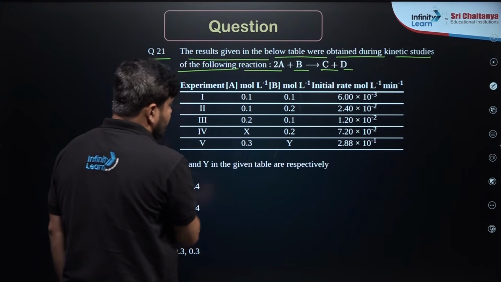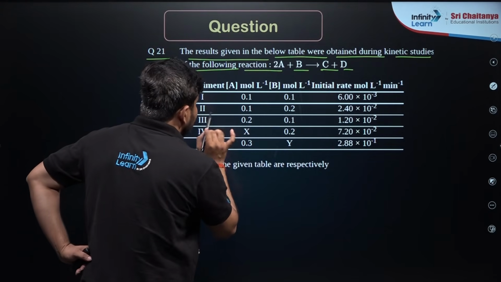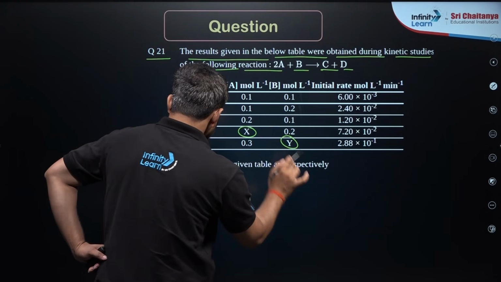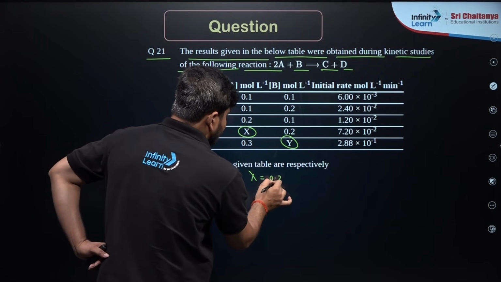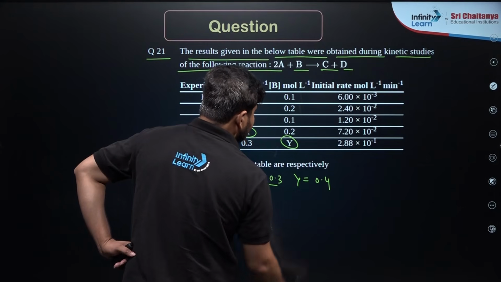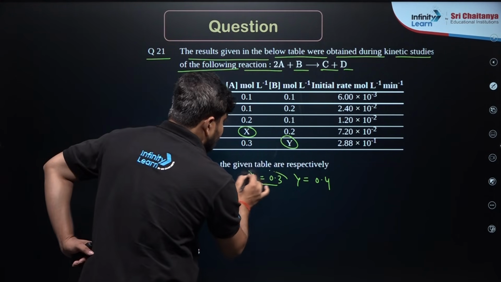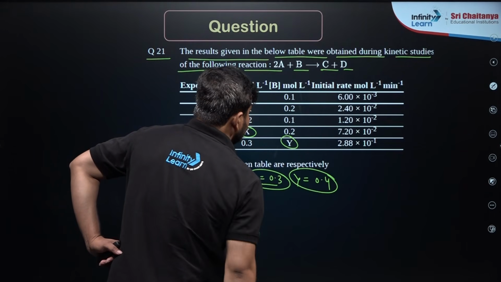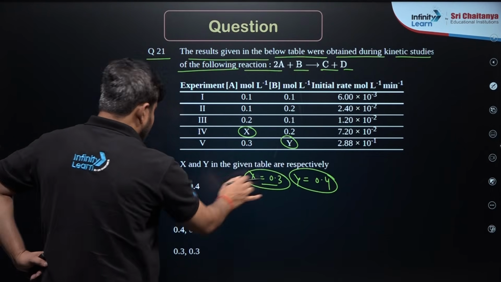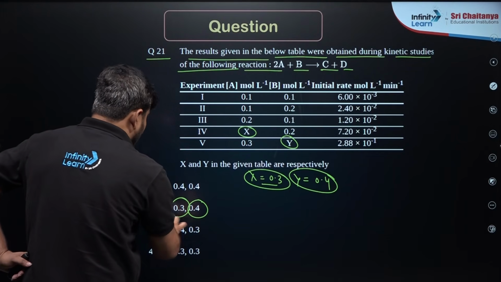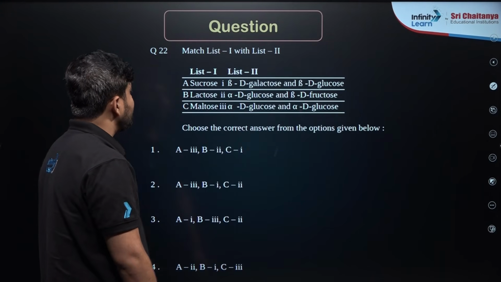According to the data, what is the final rate change in X and Y? Definitely X will come nearly 0.3 and Y nearly 0.4 according to the tabular change. By checking only the change, we are able to know that X equals 0.3 and Y equals 0.4. So the second option is the correct answer for this question. Now I am coming to the next question.